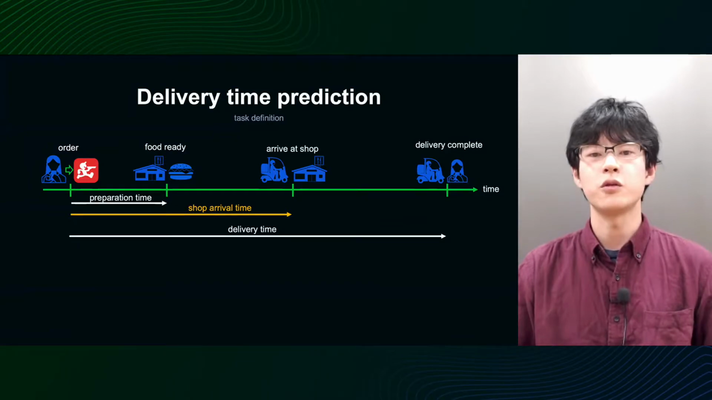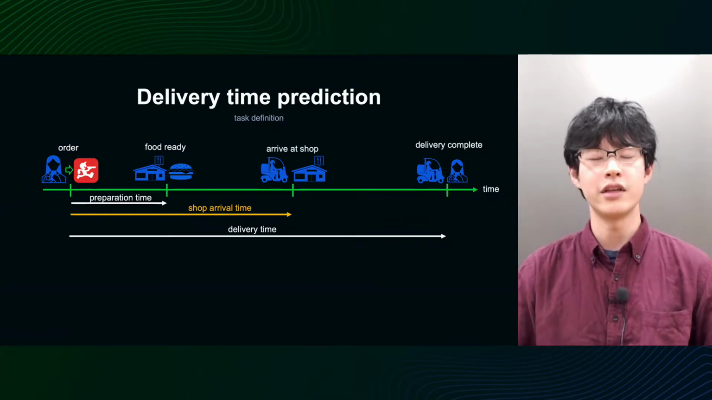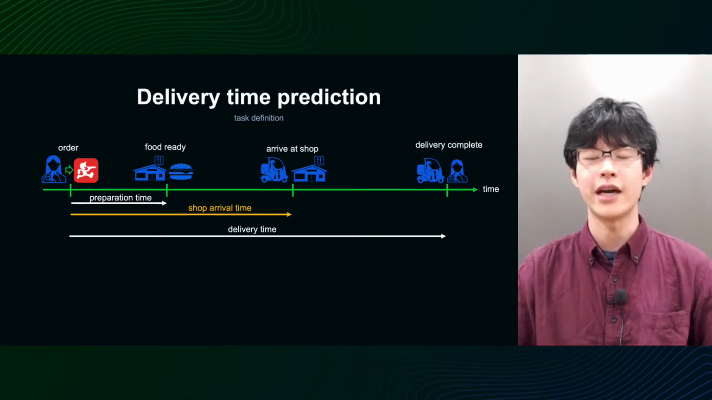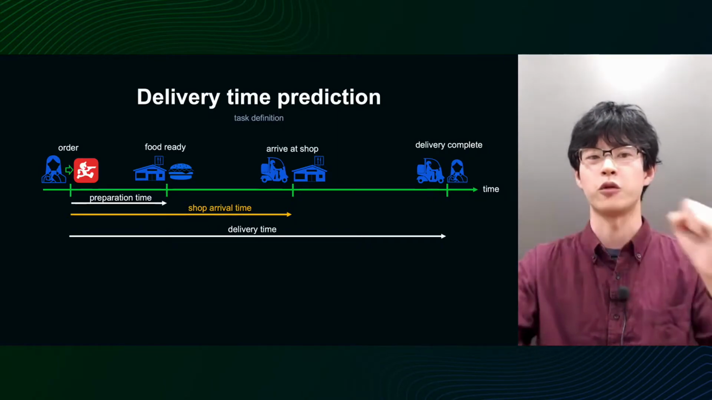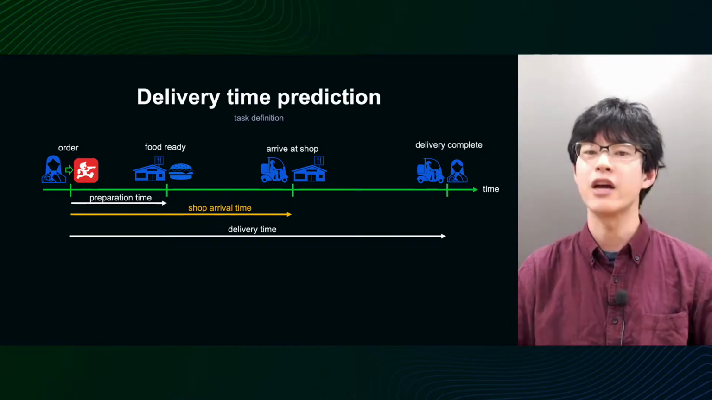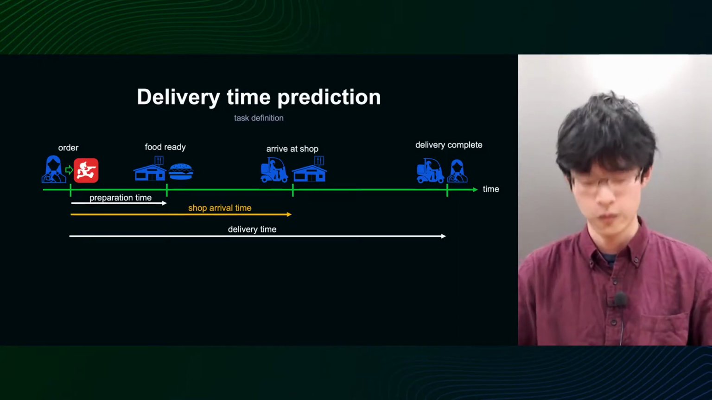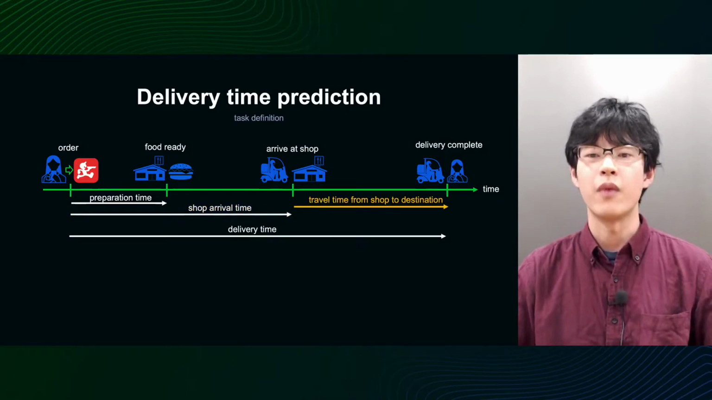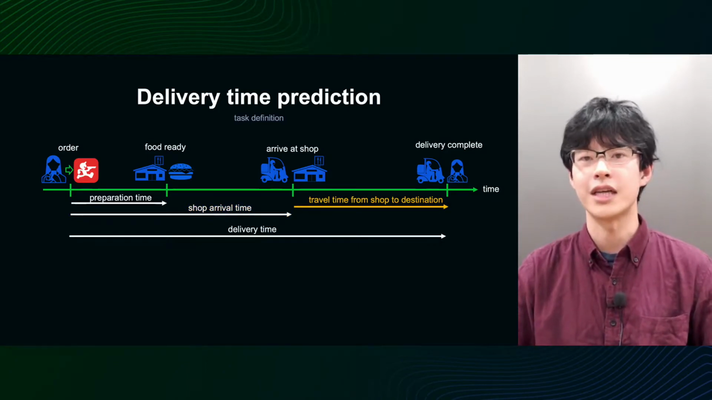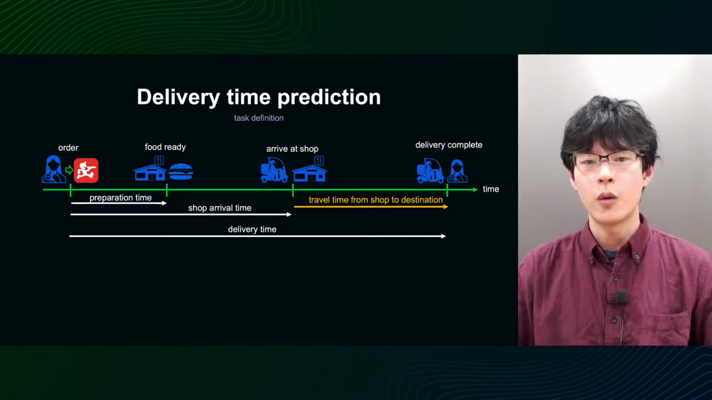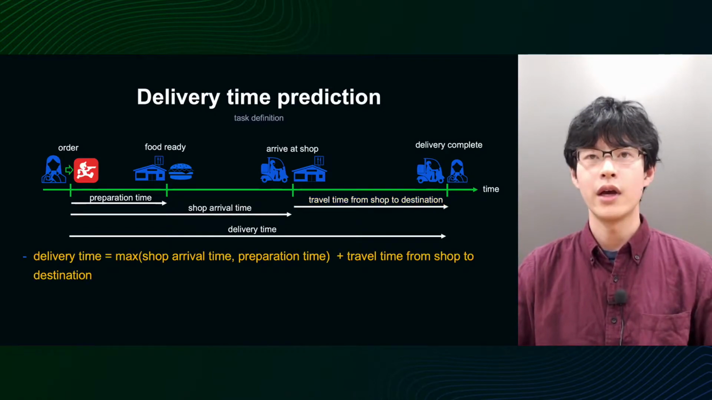It's called shop arrival time. On the chart, the driver's arrival time is shown as being after the food is ready, but of course that can be before. And in that case, the driver has to wait for the chef to finish cooking. Then the final component is for the driver to travel from the merchant to the destination.